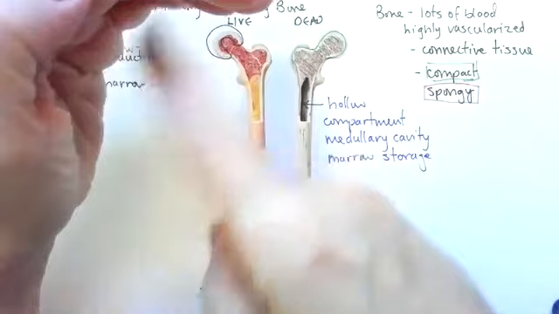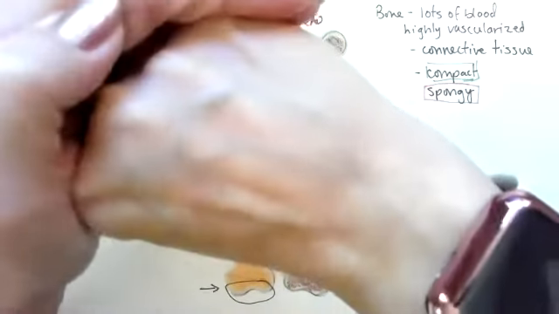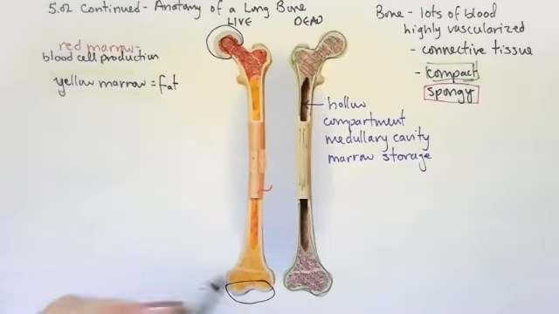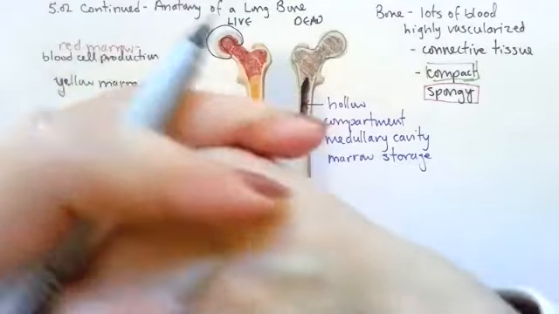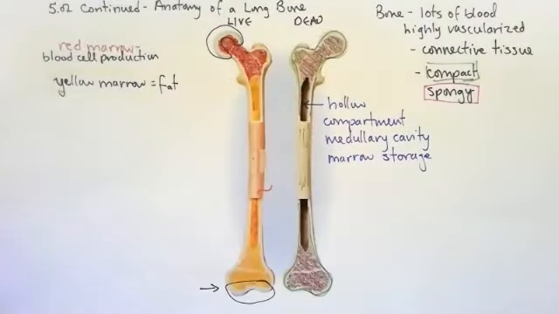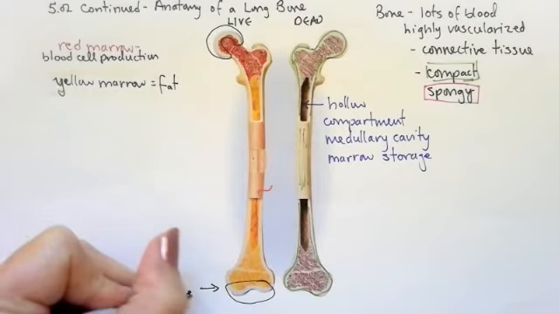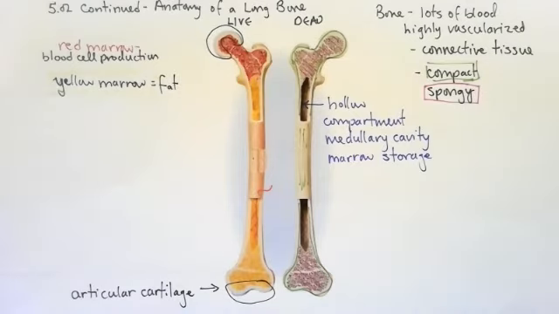It's called the acetabulum. This is the head of the femur. So you get a lot of rubbing going on there. Well, what we have here is cartilage. And because it's rubbing against another bone, that's called articulating. So this is called articular cartilage. And this is on both ends of the bone.